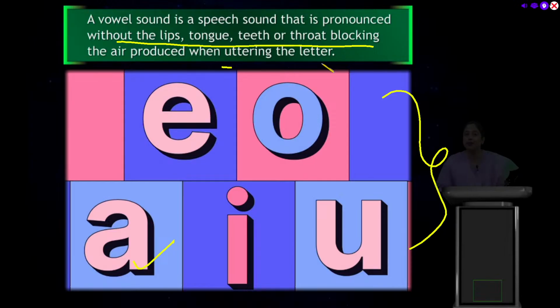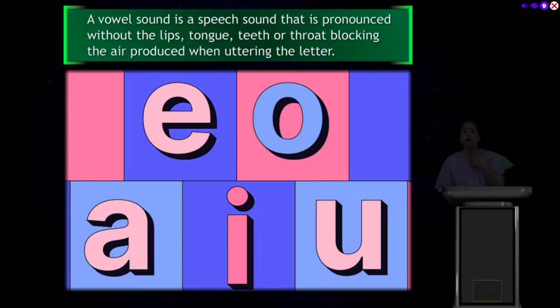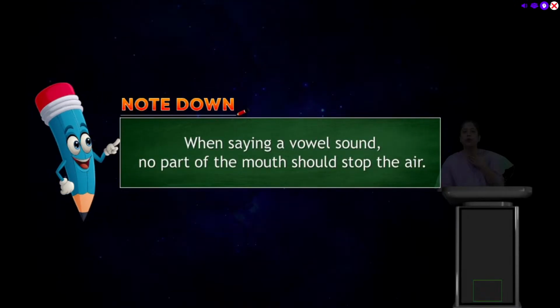So when we produce these consonant sounds, you must have noticed either you used both your lips, or you used your upper and your lower teeth, or there's a throat blocking air. But that is not the case with vowel sounds. When it comes to vowel sounds, we don't use our tongue, our throat, our teeth. We produce them without the movement of these things. So when saying a vowel sound, no part of your mouth should stop the air.